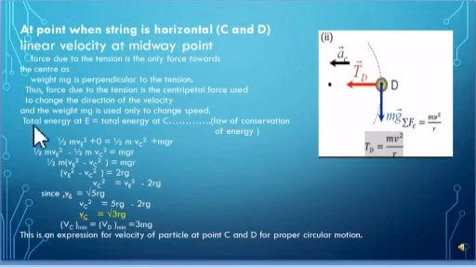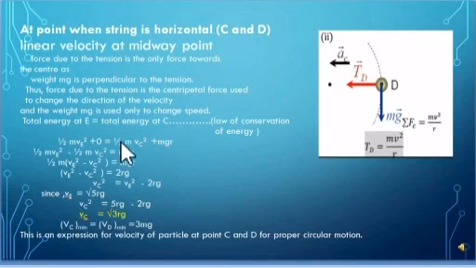Now total energy at position E is equal to total energy at point C. Total energy at point E means at the lowermost position. This is because of the law of conservation of energy. Now what is total energy? Total energy is the addition of kinetic energy and potential energy. What is potential energy at point E? Potential energy at point E is 0. Therefore, I have written here half mve square plus 0 is equal to half mvc square plus mgr. Mgr is the potential energy at point C.